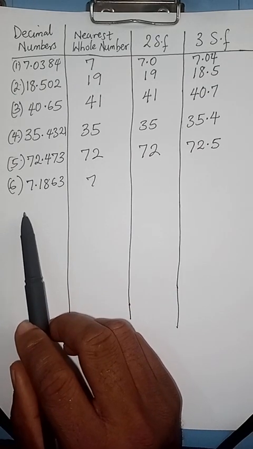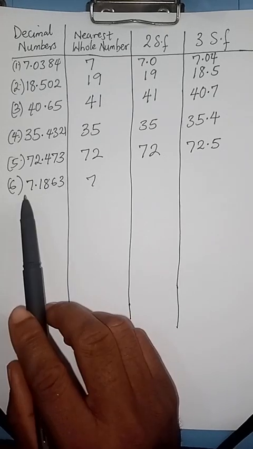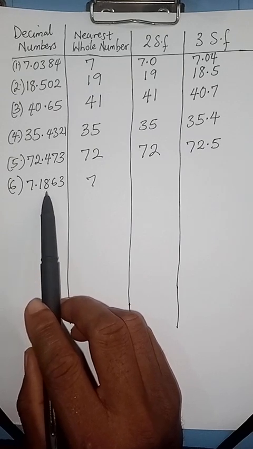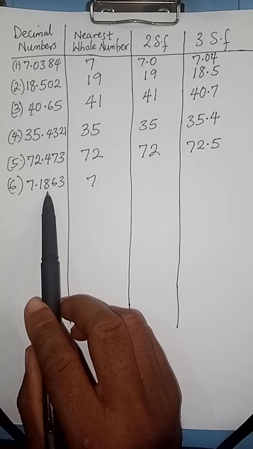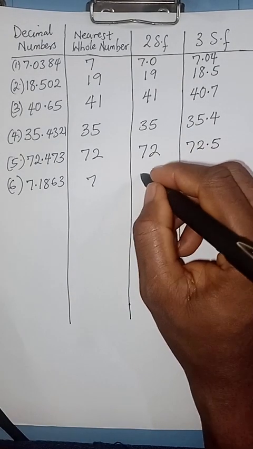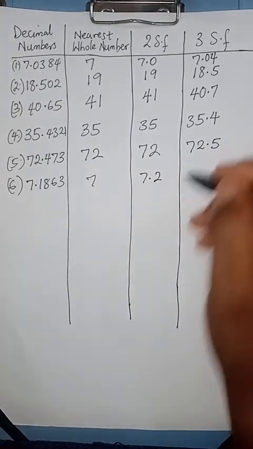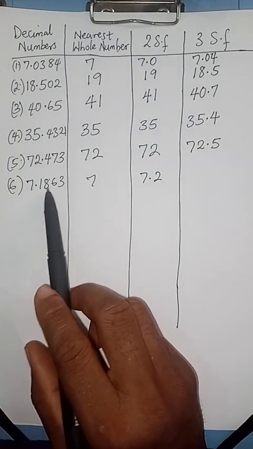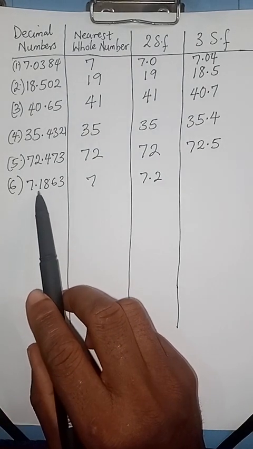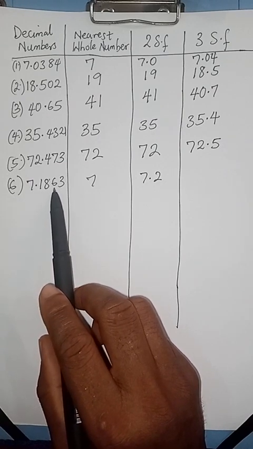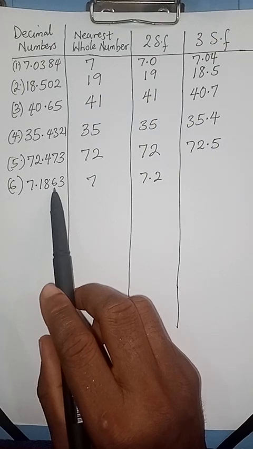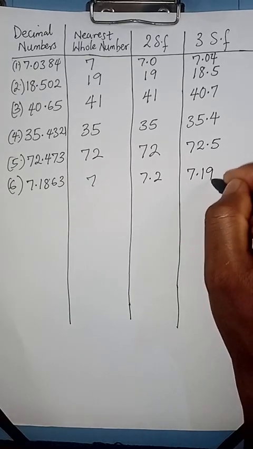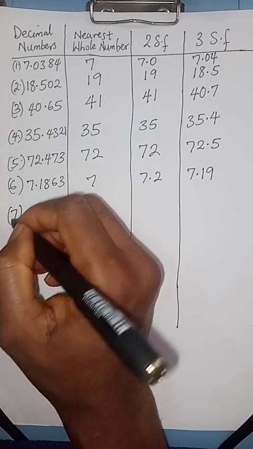What about two significant figures? The two significant figures are 7.1. But now before you write 7.1, you check the digit after 1. It's 8. So that means you can round up. So it becomes 7.2. What about the three significant figures? They are 7.18. But just before you write 7.18, you check the digit after 8. It's 6. That means you can round up. So your answer becomes 7.19. Okay, let's try another one.